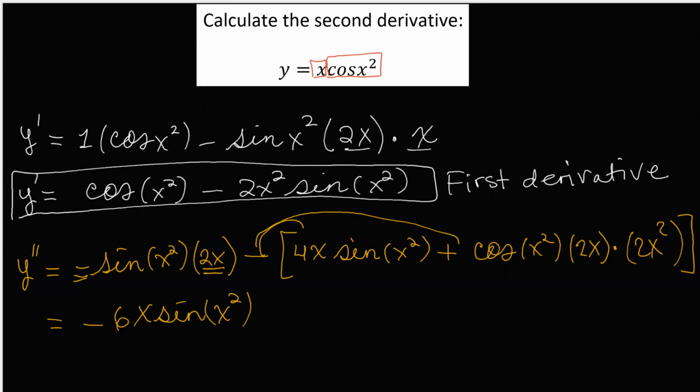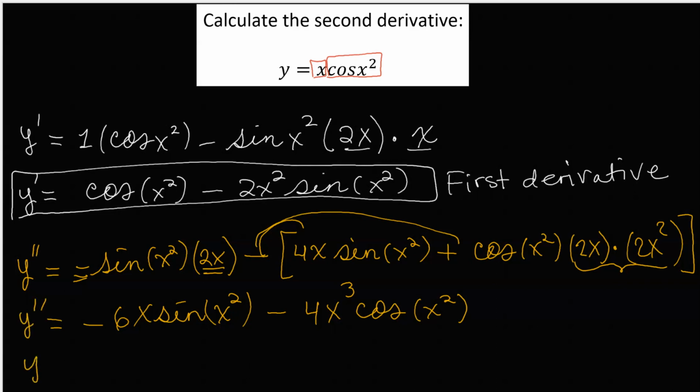And then the second part here, when we distribute that into there, that would be minus. And 2x times 2x squared is going to be 4x to the third. And then I just have cosine of x squared here. What can you really do with that?